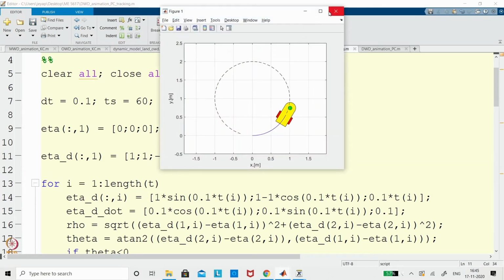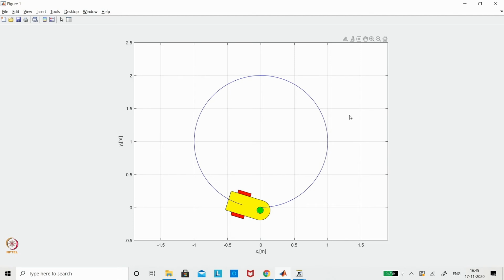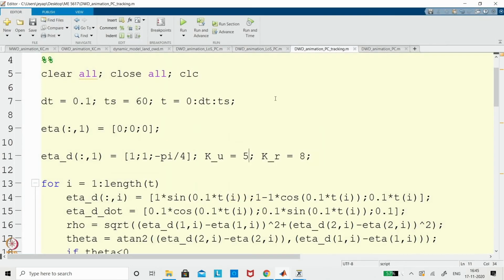When you go to the error profile, you can see that the error converges to 0 quickly. So this is one side, where the differential wheel vehicle comes into the picture. Similarly, there are several non-holonomic vehicles available, right.